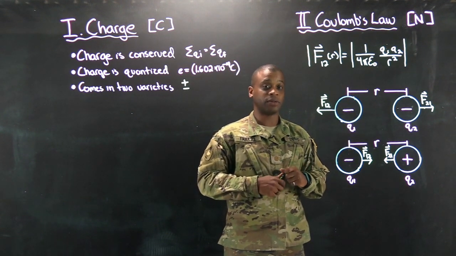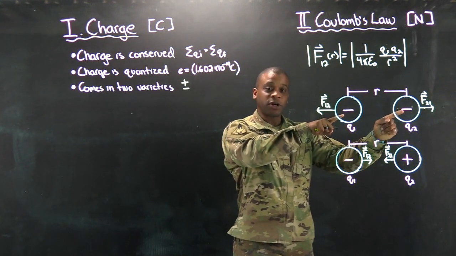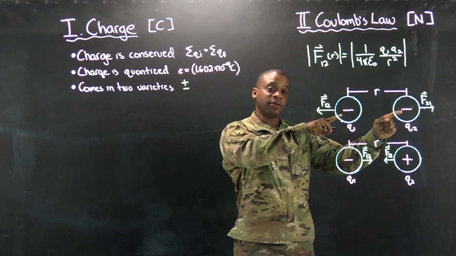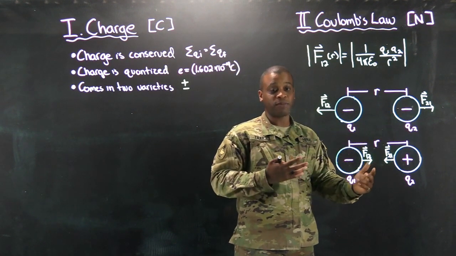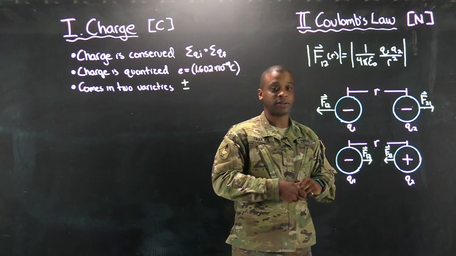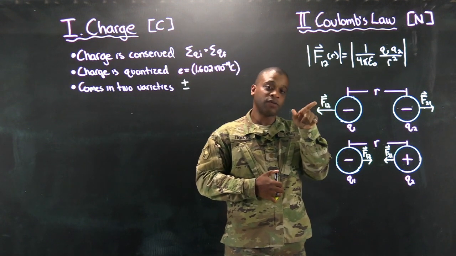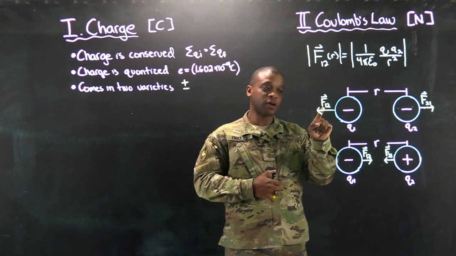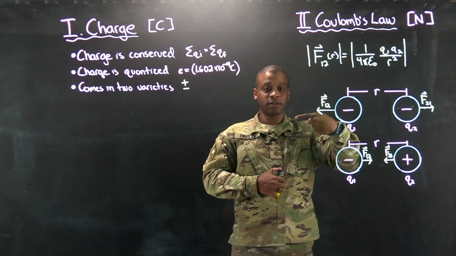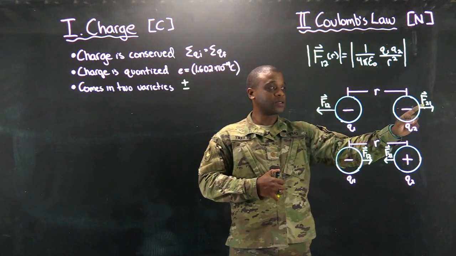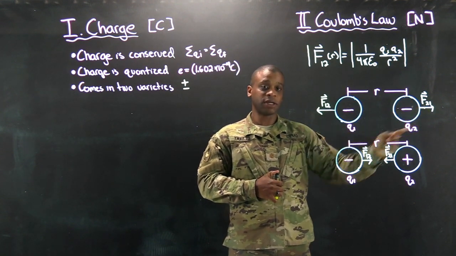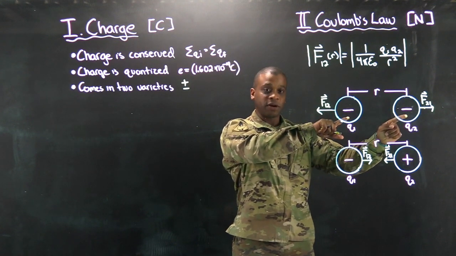Well, that's pretty simple. If both charges are the same quantity, if they're both negative, then they're going to repel each other, and if they're both positive, they're going to repel each other, and if they're oppositely charged, they're going to attract each other. So, how I read this is the force on 1 due to 2 is going to be directed this way, and the force on 2 due to 1 is going to be directed this way, since both of them are negatively charged.